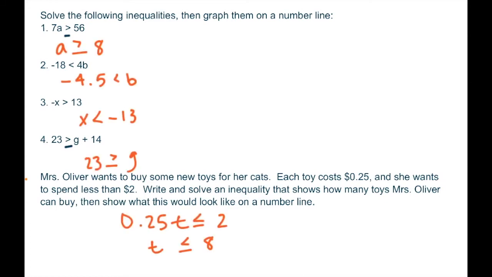Alright, so here are the answers to our practice problems. So, number 1, a is greater than or equal to 8. Number 2, -4 and 5/10 is less than b. Number 3, x is less than -13. Number 4, 23 is greater than or equal to g. And then for the last one, you should have gotten t is less than or equal to 8.